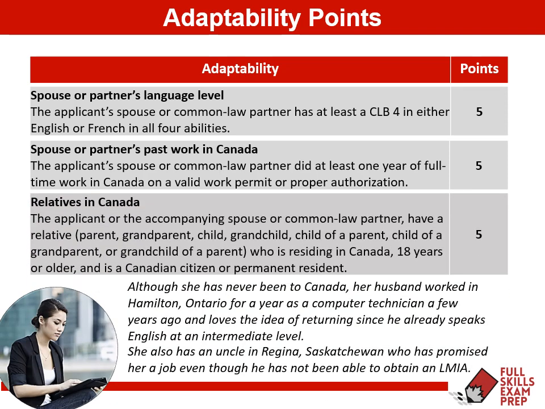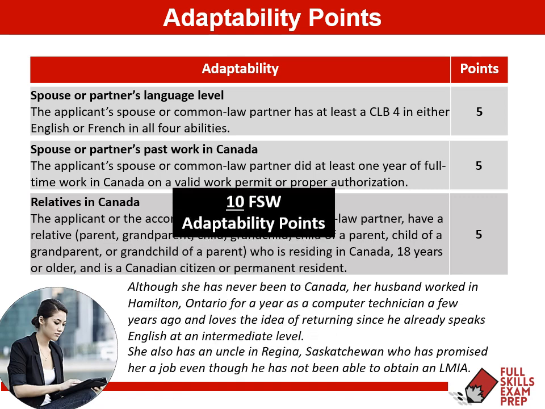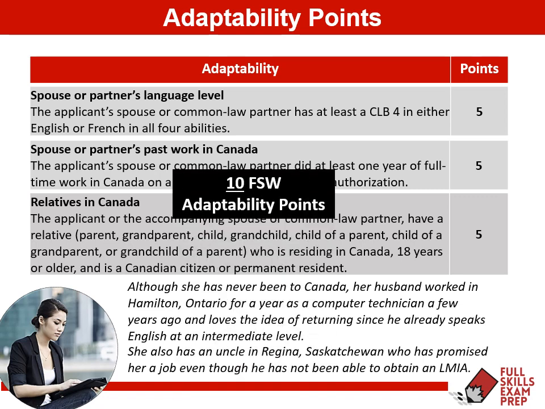Now she also has that uncle in Regina. So when we're looking at that, we can see that that would also be 5 points because he is the child of a grandparent for her, which would be 5 points. However, remember that the maximum in adaptability is 10 points. So she would receive 10 points, even though she does meet the qualifications of 15 points. All right, so the maximum here is 10 points, which is why she would receive 10 points in adaptability in the Federal Skilled Worker point system.